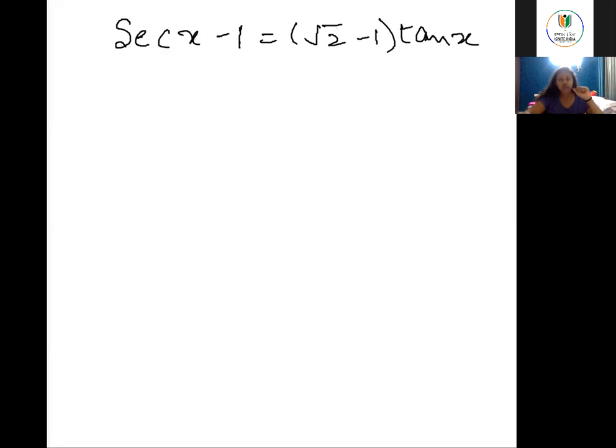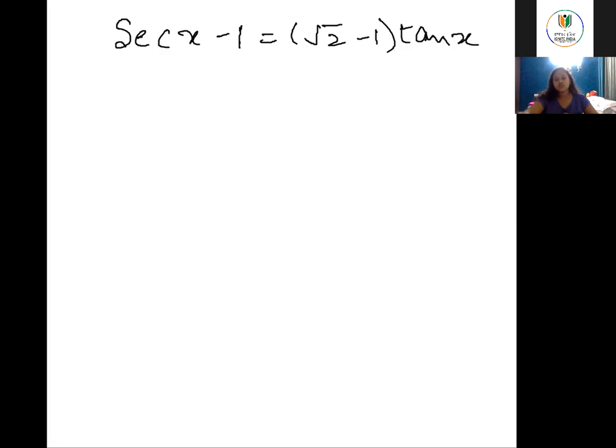Square this on both sides. Square the equation on both sides. What do you get? Sec x minus 1 whole square is equal to root 2 minus 1 whole square tan square x. So root 2 minus 1 whole square into tan square x on the right hand side. Correct? Now expand on LHS and RHS.